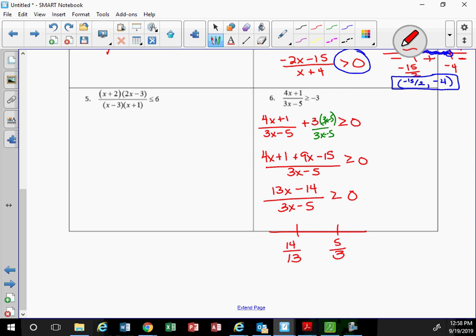It happens. It's okay. I'm going to plug in 0. 0 this time's way over on the left, so that's going to give me a negative 14 over negative 5, which is positive. Will it alternate? Yep. Yes.